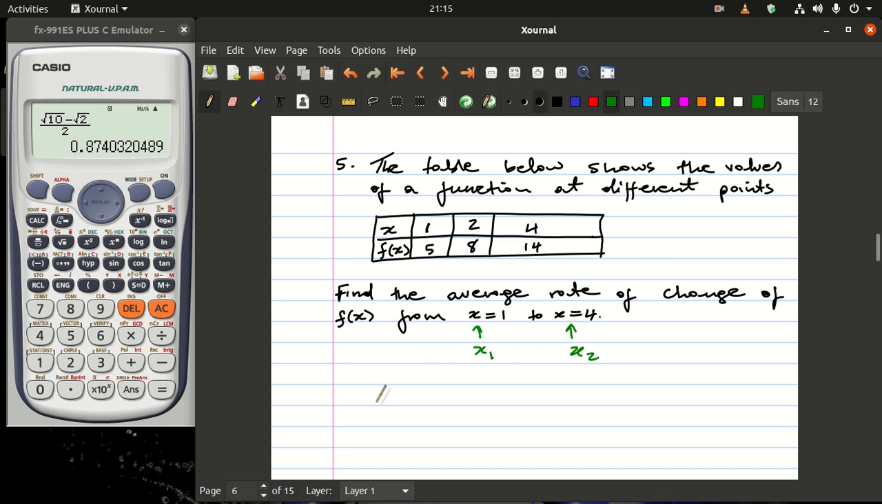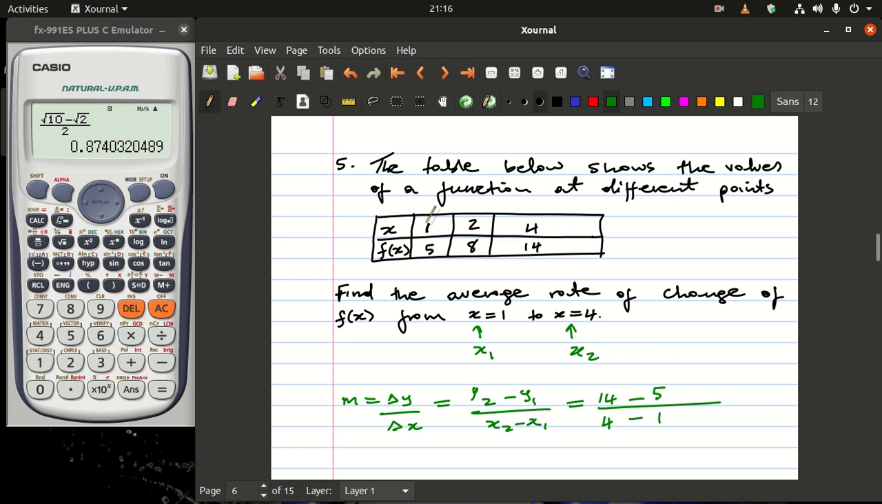So how do we find it? It's very simple. Your average rate is going to be the change in y divided by the change in x, which is the same as y2 minus y1 all over x2 minus x1. In this particular case, for y2, what is the f of x value corresponding to 4? I will go here and say it's 14, so I pick 14, and that goes with 4. Then minus, and I come here with y1 that corresponds with x1. x1 is 1, so I will have a 1 here, and on this side I will have a 5.